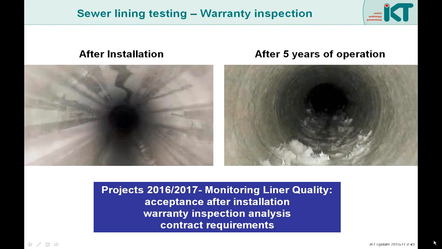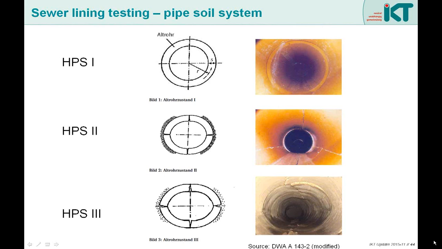That is, we are going to check the quality after installation, but we are also going to analyze the quality at the end of warranty, and we will derive appropriate contract requirements. The second major topic focuses on the pipe soil system behavior. A prerequisite for the stability of a liner is that the pipe soil system is stable, or at least that we know how structurally stable it is, for example by classifying the state of the host pipe according to public guidelines, like you can see here according to a German classification. But how can we know or even measure the stability of the system?